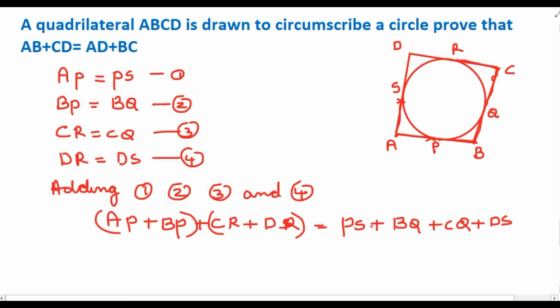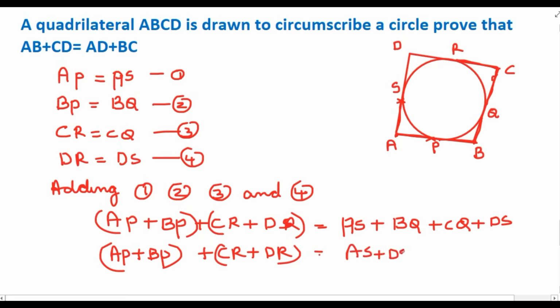We have PS and AP is equal to AS. This is AS. AP is equal to AS. So AP, AS and DS I will write together. So same thing. Next step I will group AP plus BP, that is one group. CR plus DR, that is the next group. Again AS and DS I am going to write together, plus BQ plus CQ, next group.